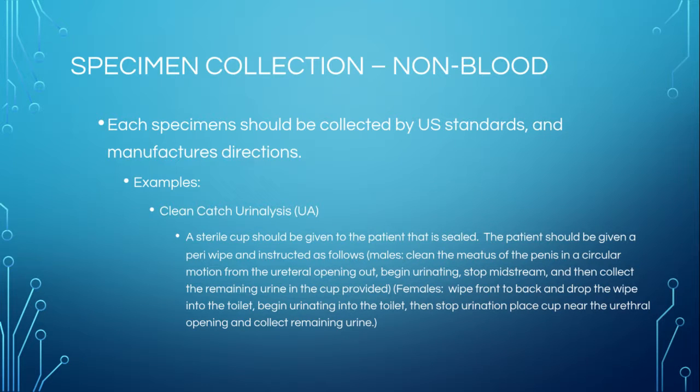So we're going to talk about some examples now. A clean catch UA. So a clean catch UA is basically how most doctor's offices collect adult urine. When you do that, there are some specific steps, and you need to know these steps. There are some specific steps that you do to be sure that the urine that's collected does not have normal flora. Normal flora means normal bacteria for your body.